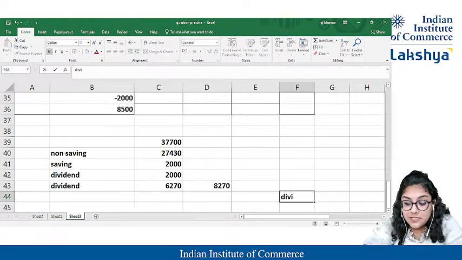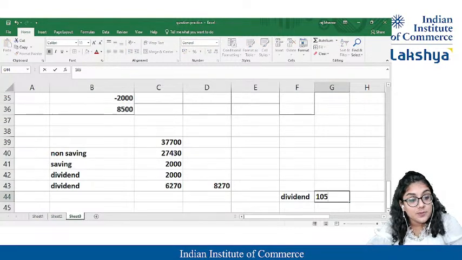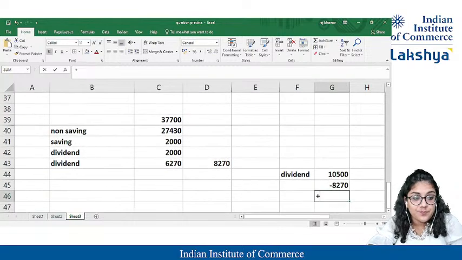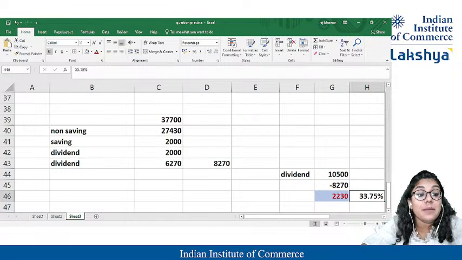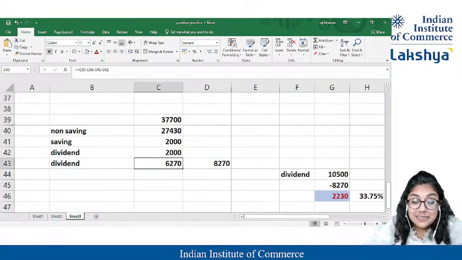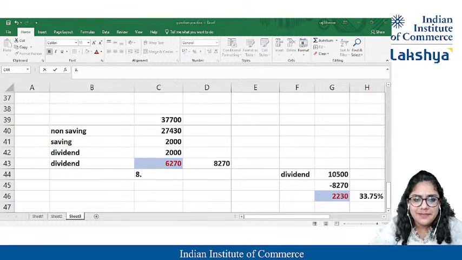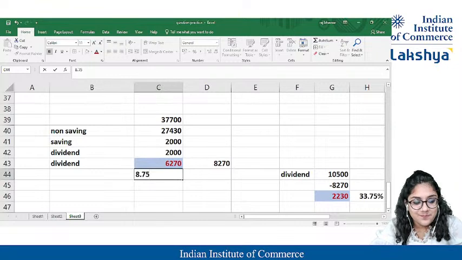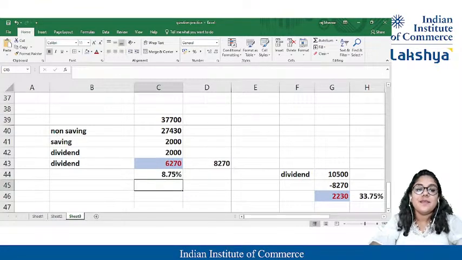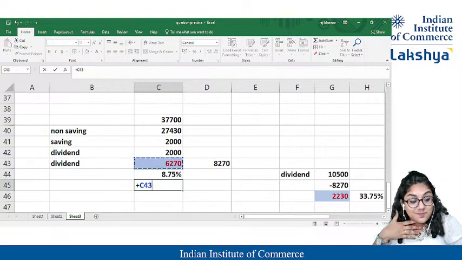So what is the dividend which is left over for the higher percentage? For dividend at higher percentages, 10,500 minus 8,270. So this is a higher percentage. For this, you are supposed to pay how much tax, guys? 33.75%, second band. And at this rate, the 6,270 has to be paid in the lower band at the rate of 8.75%.